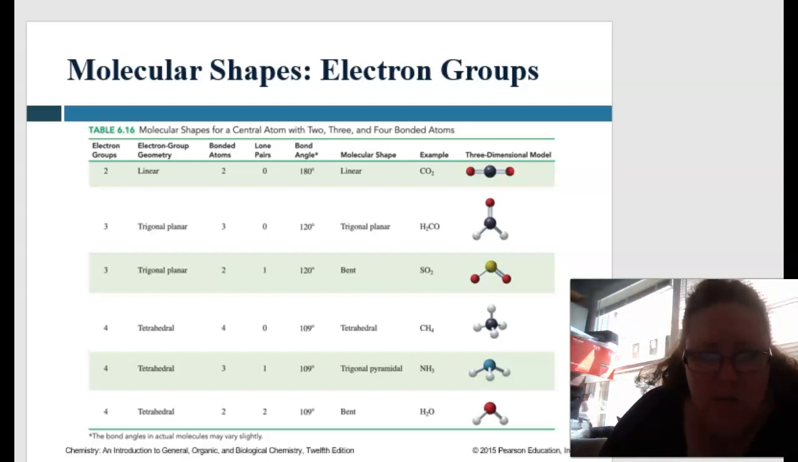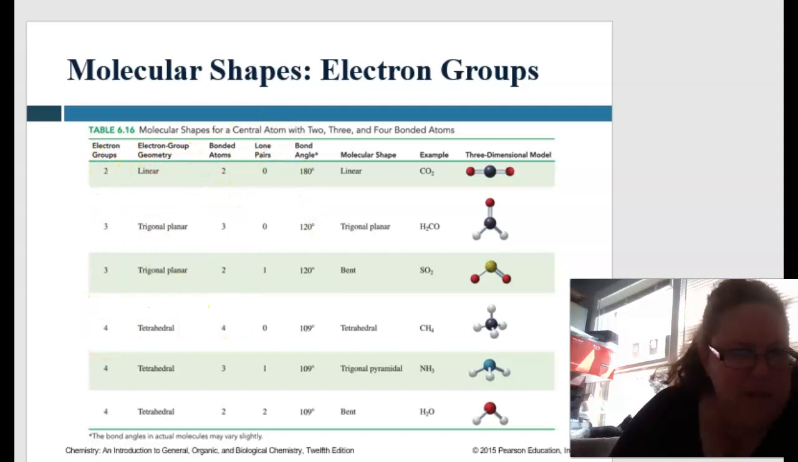All right, so anyway, the molecular shapes for the central atoms with 2, 3, 4 bonded atoms are, again, linear, trigonal planar, bent, tetrahedral, trigonal pyramidal, right, bent. So you can see the different shapes, the lone pairs, the bonded atoms, the group name, and the electron groups.